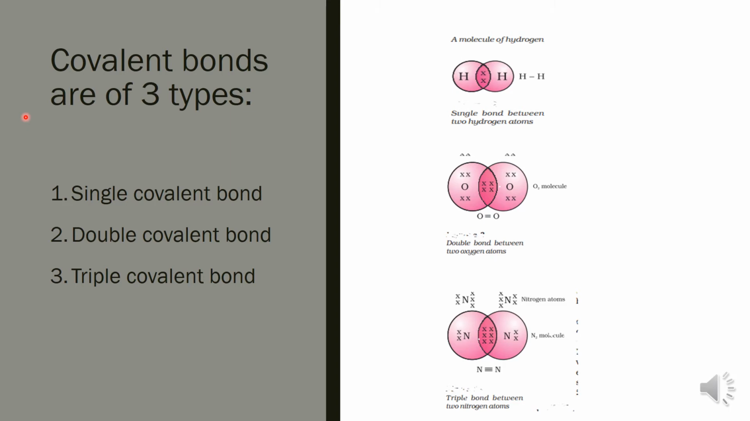Before seeing the other example, let's talk about the double covalent bond. Children, if you see here, the double covalent bond is forming between the two atoms of oxygen. Before that, I want to tell you that a double covalent bond consists of two pairs of shared electrons. That means in total 4 electrons are shared between the two atoms.